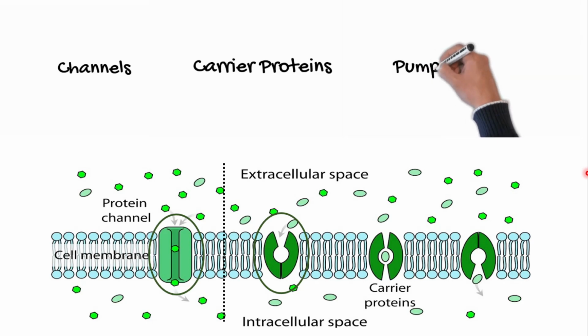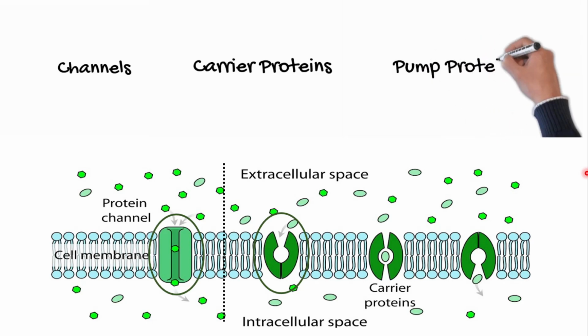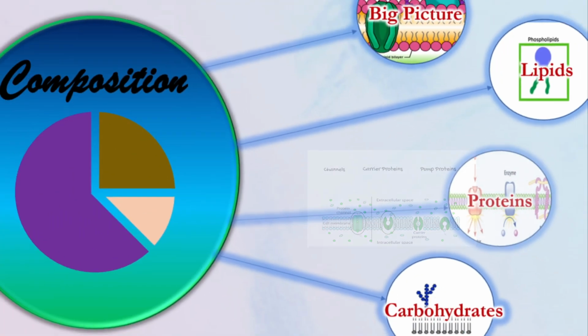There is one more protein which is called a pump or pump protein. They are carrier proteins, but they transport the substance against their concentration gradient, utilizing energy. That's the difference between pump proteins and ordinary carrier proteins.